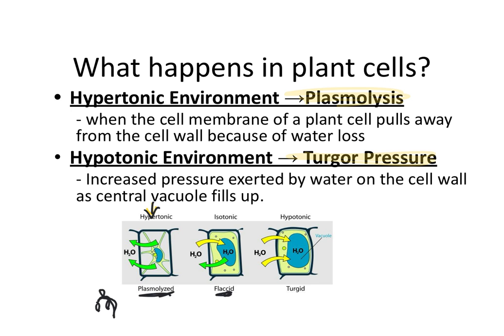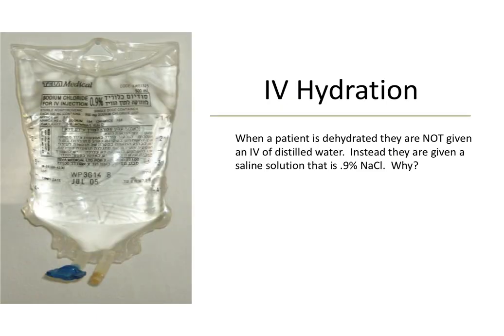Now, hypotonic, this is where you are having a turgid cell. This is where you're placing that cell in an area of DI water, and that causes the cell to basically expand and potentially burst and damage it.